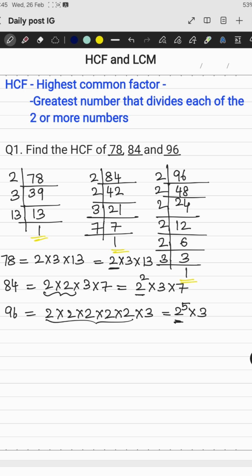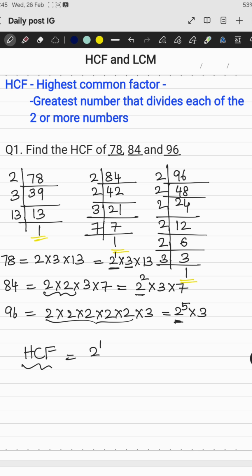Okay, take the smallest power. So for the HCF, take the smallest power. So here you have 2 to the power 1. 2 is nothing but 2 to the power 1. Here for 84 you have 2 to the power 2 and here 2 to the power 5. So which is the smallest power? Which is 2 to the power 1. Okay, I'll just write it here.